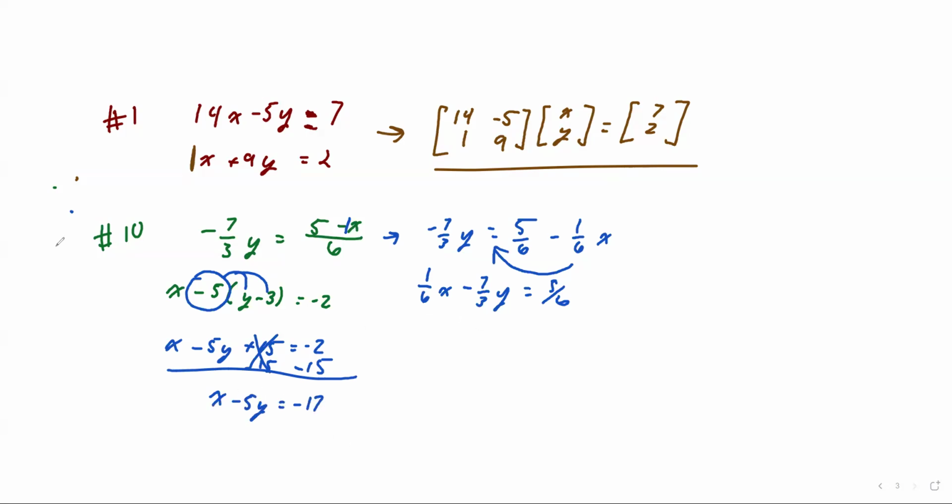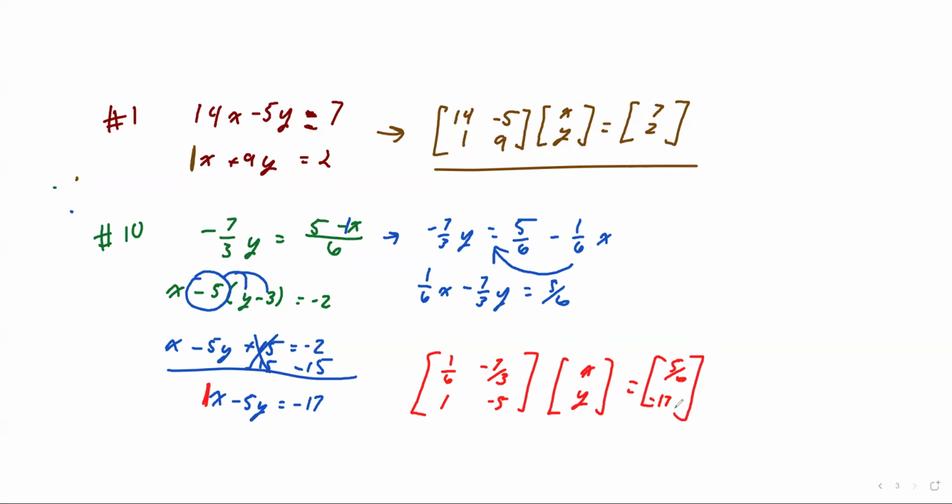Now that I have it in the correct format, I can write the coefficients. So I can do 1/6, negative 7/3. Remember, there's an imaginary one here. 1 and negative 5, times x, y, and that would equal 5/6 and negative 17. Right, so they do try to make it a little bit more challenging. It's hard to make those types challenging, but they do it in this way to kind of work it out for you.